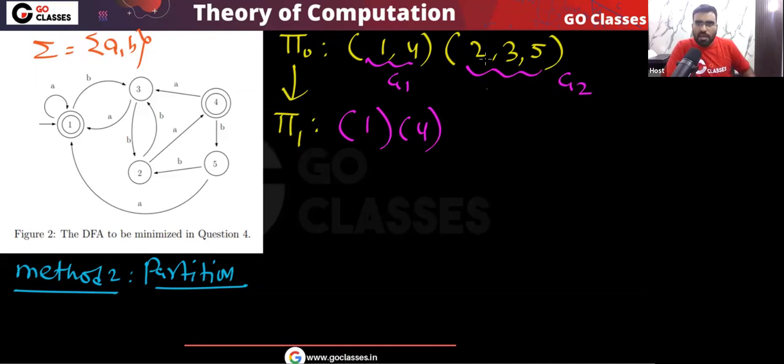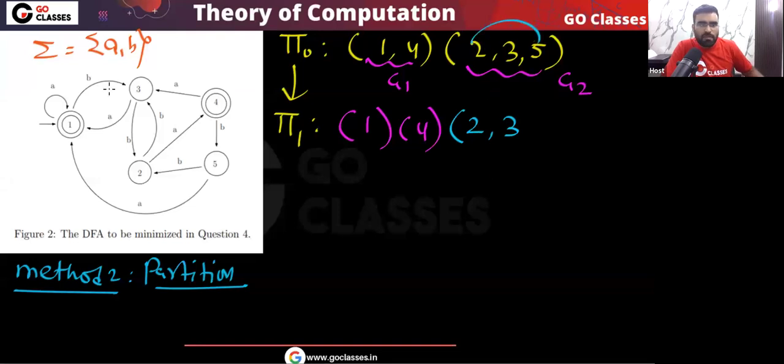Now you check 2, 3. On A, where are they going? 2 on A going to group 1, 3 on A going to group 1. So that is fine. 2, 3 on B: 2 on B going to group 2, 3 on B going to group 2. So again, can I say they will stay together? Yes, 2, 3 will stay together.